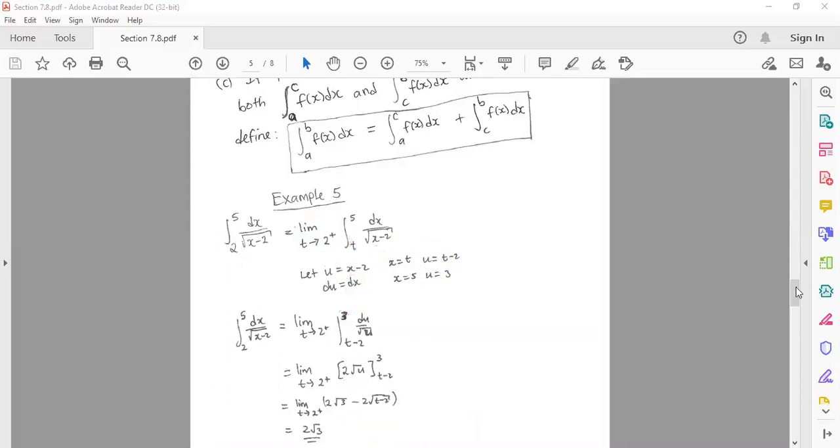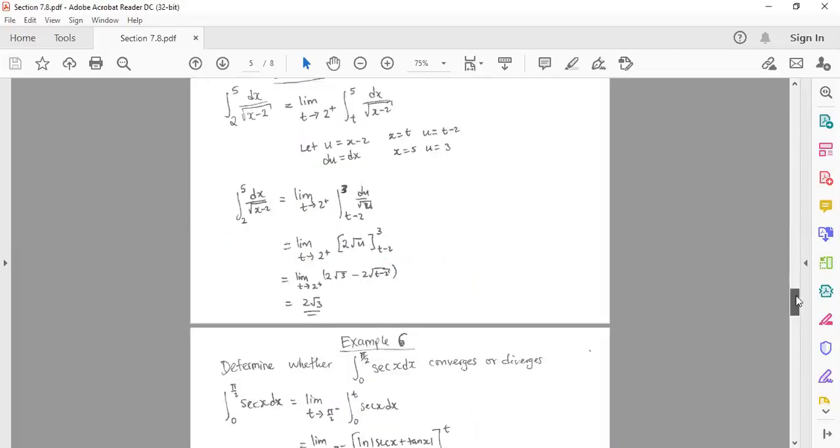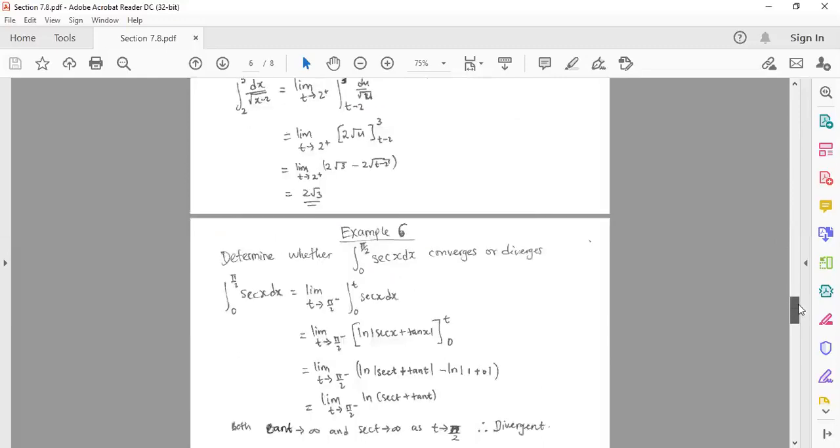Let's move on. Example 6. Determine whether this integral converges or diverges. All right.